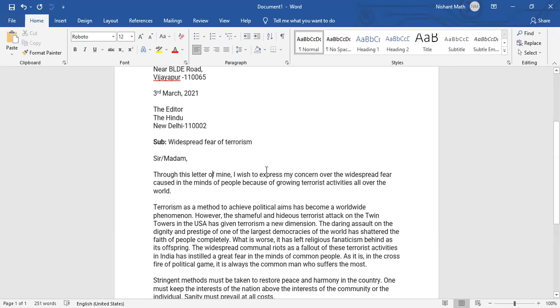Through this letter of mine, I wish to express my concern over the widespread fear caused in the minds of people because of growing terrorist activities all over the world. The concern is for all over the world, right?